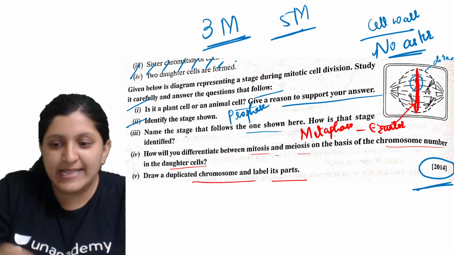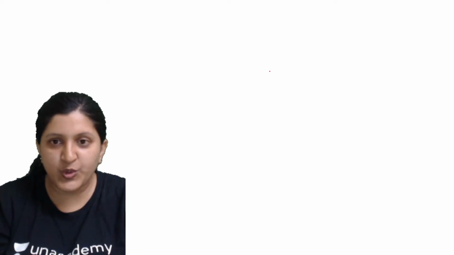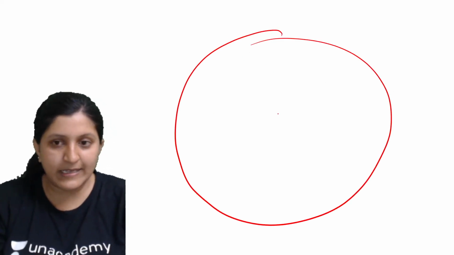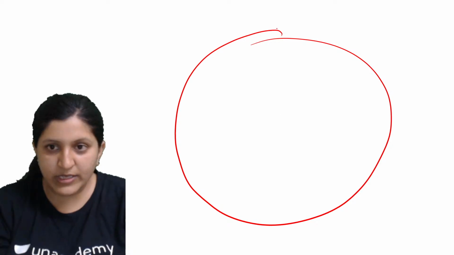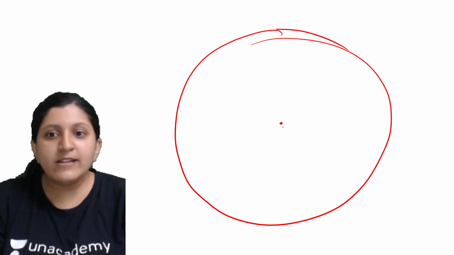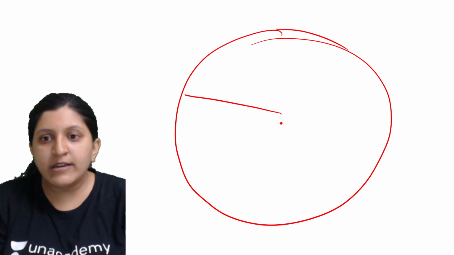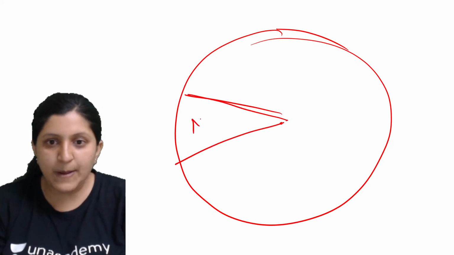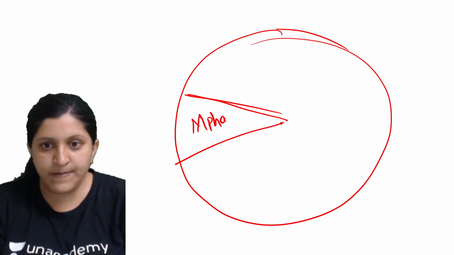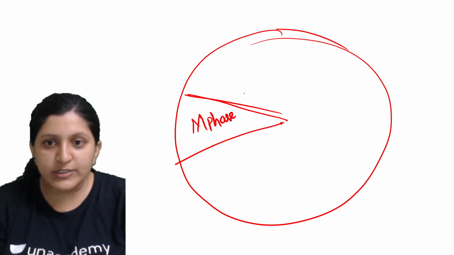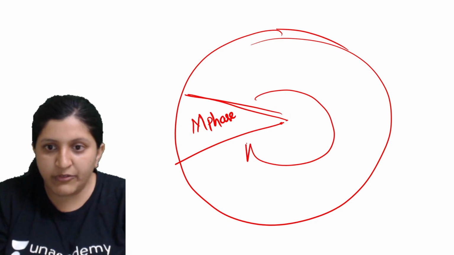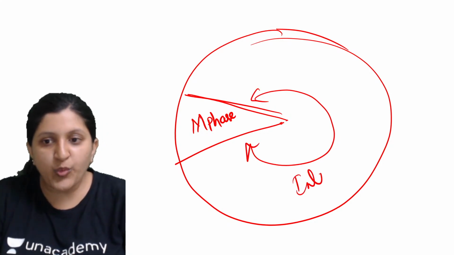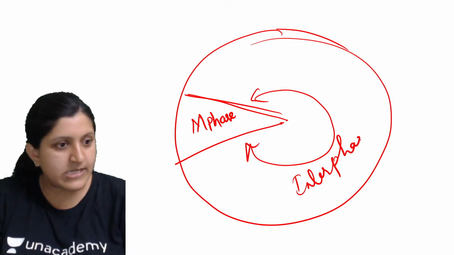Now, during a cell cycle, I'll explain it to you here. Let's say a cell cycle is there. In the cell cycle you can find the M phase. This is completely the M phase, and the rest of the whole thing is interphase.